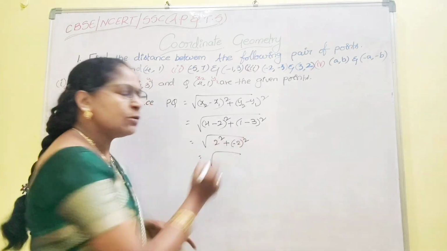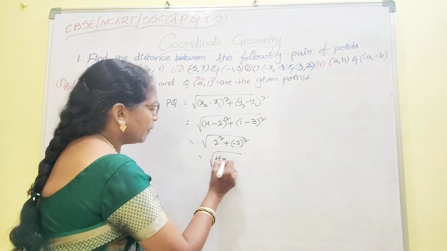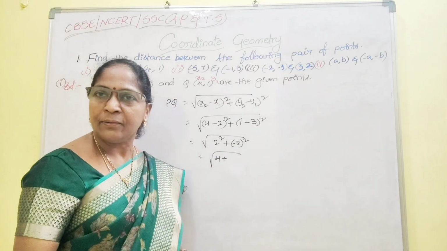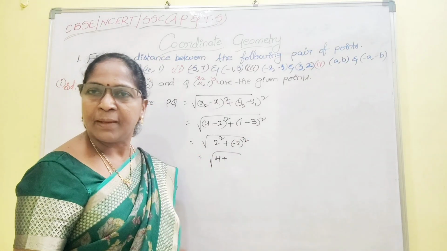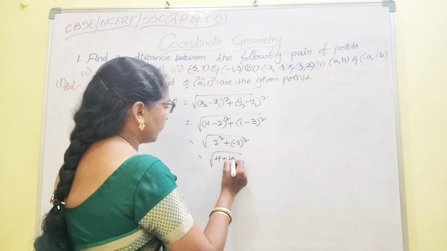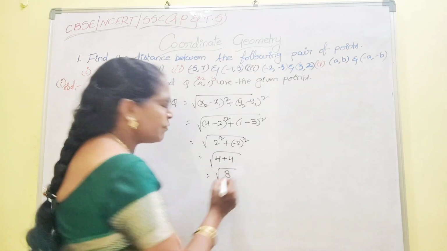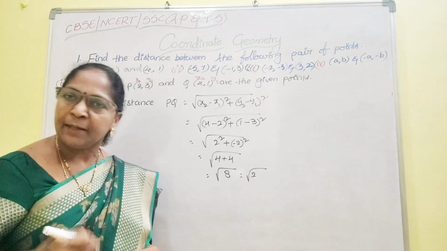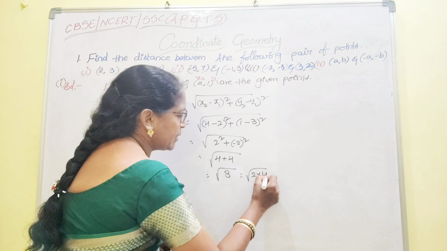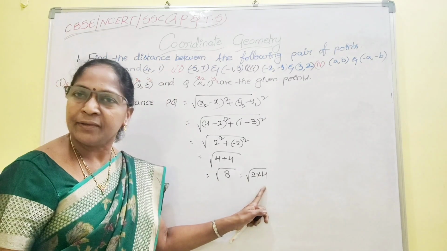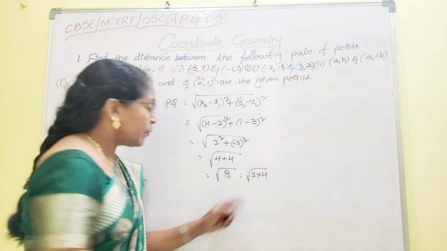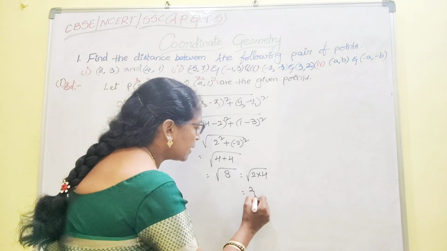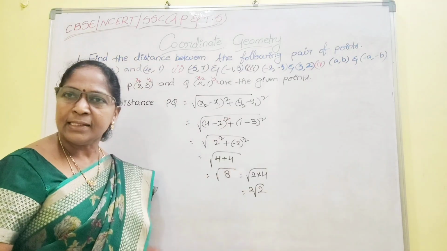Now 2 square equals 4, plus again (minus 2) square. The minus symbol also has to be squared: minus into minus, you will get plus, so plus 4. That equals square root of 8. Square root of 8 can be written as square root of 4 times 2. Why? Because 4 is a perfect square number. So square root of 4 times square root of 2, and square root of 4 equals 2. So the answer is 2 root 2. Like this you can write the answer.